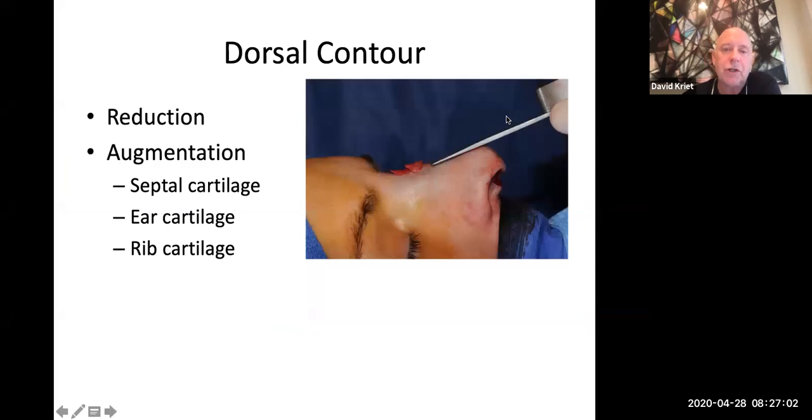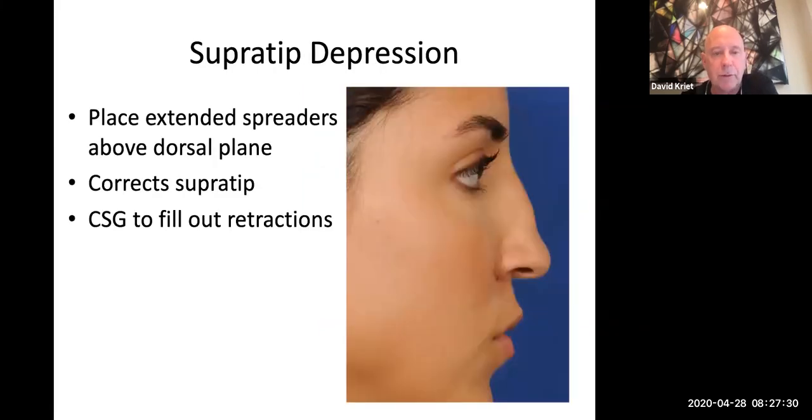Well, what about dorsal contour? We have issues where we have overprojection or underprojection. So for reduction, we can use things like the rotary osteotome and rasp and sequentially take down that bony problem. For augmentation, I find that septal cartilage is probably my favorite. But ear cartilage will work, and rib cartilage is tried and true for more severe deformities.